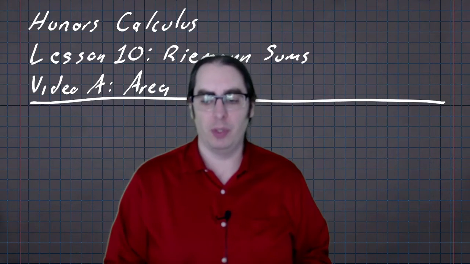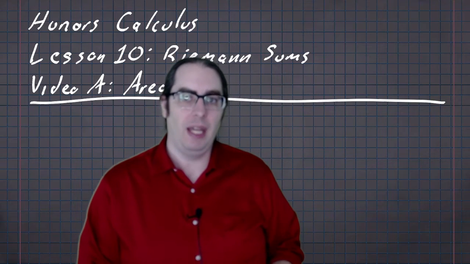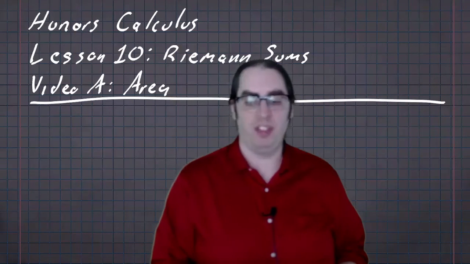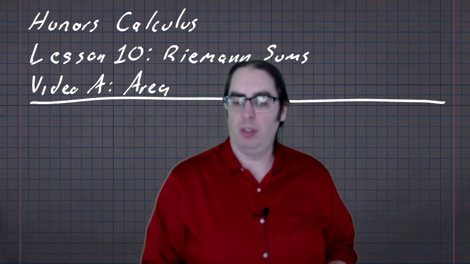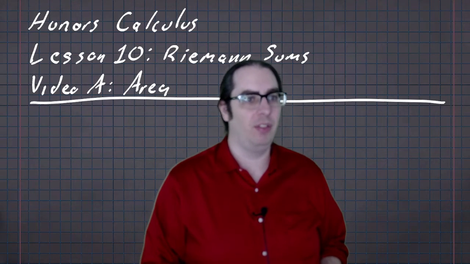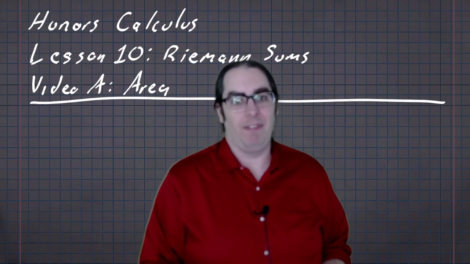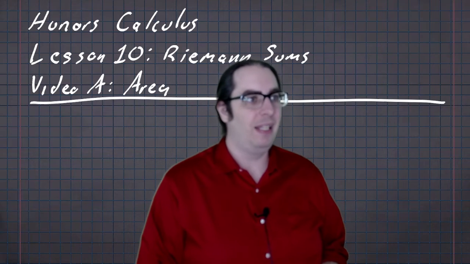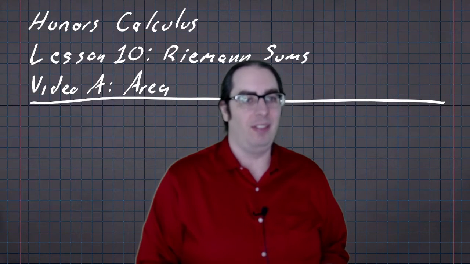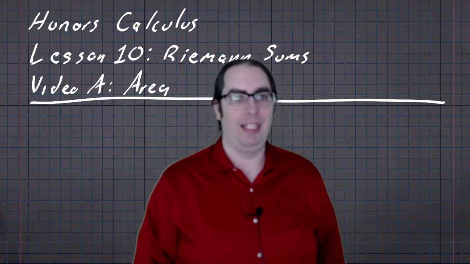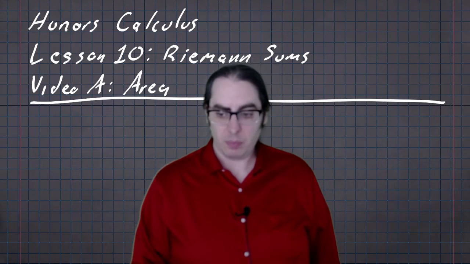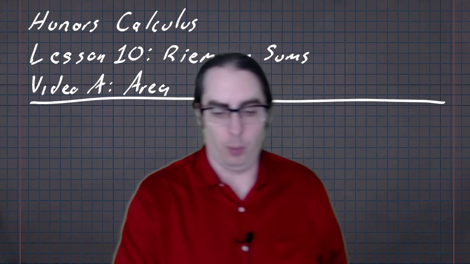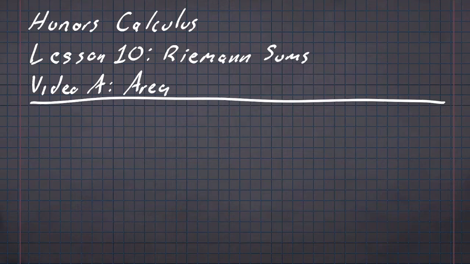In this video, we're going to be starting into the idea of Riemann sums, which is a very technical part of calculus, but based on a very simple idea. That idea is, how do you calculate the area of an arbitrary curve? So let me get my head out of the way and show you exactly what I mean here.